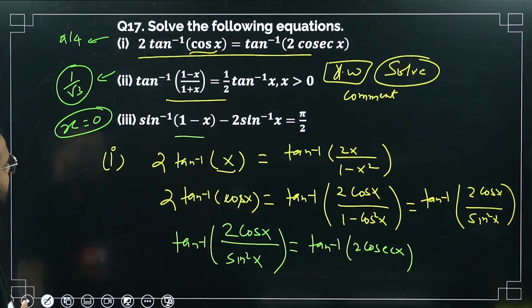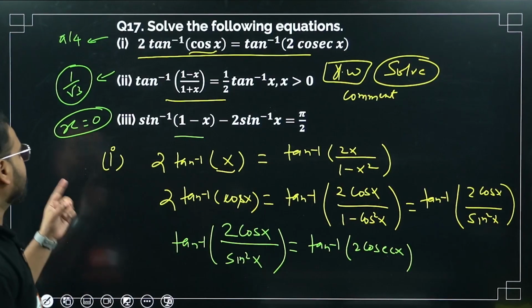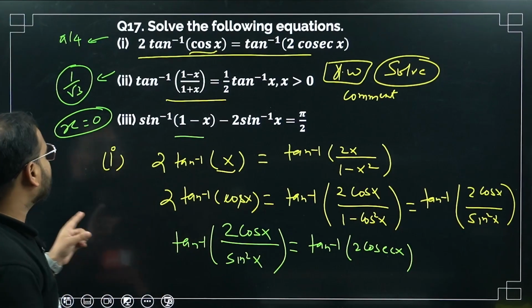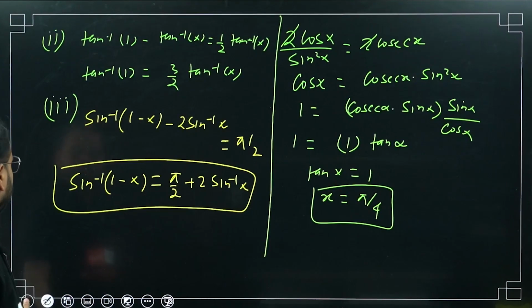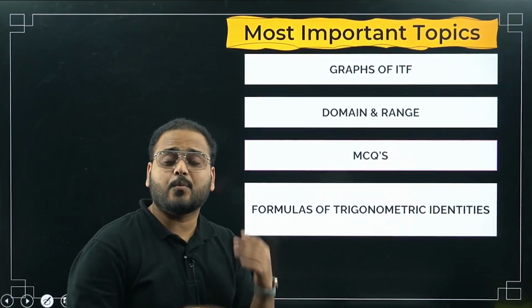So this will complete it. The first part's answer is pi by 4. The second part's answer is 1 by root 3, which I've given you to solve. The third part's answer is x equals 0. Okay, this is it. So I want you to solve it from your side also. I hope all of this was visible and you understood everything.